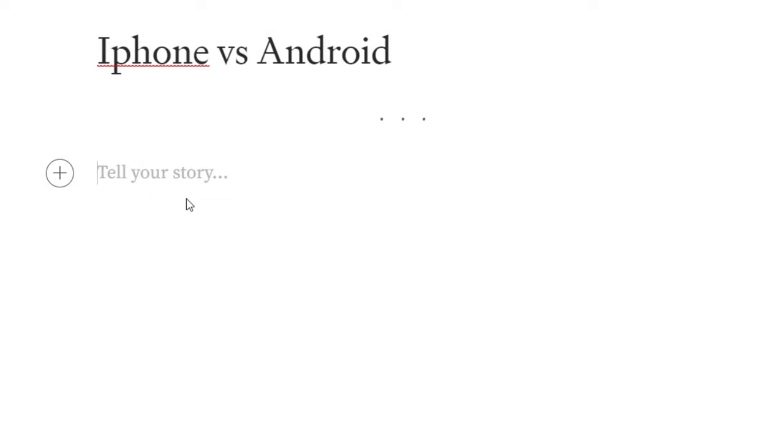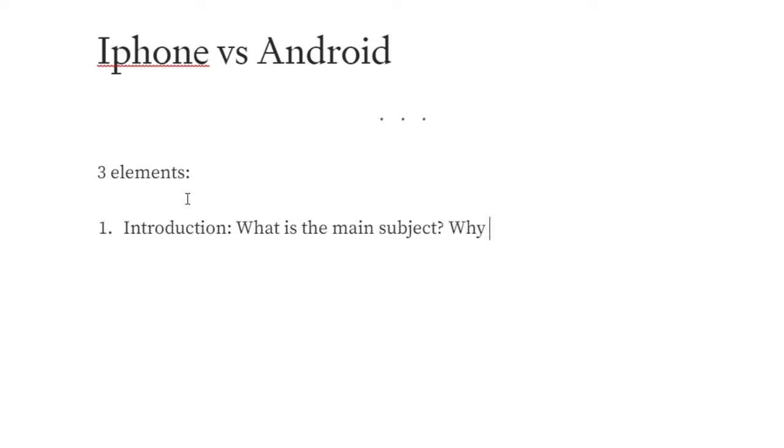What I want to focus on is just three elements in order to provide my arguments in the article. So I'm going to go and add those. For example, here I have number one, which is the introduction. Now, in the introduction, what I want to do is focus on what is the main subject and why do I care about this article or this subject.